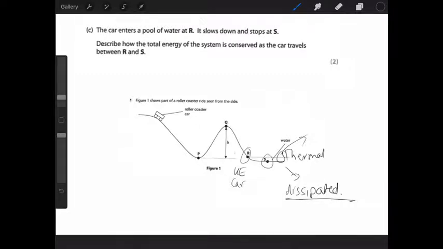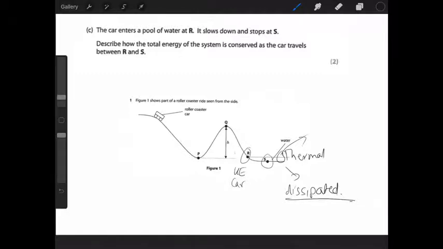So my final answer would be, between R and S, there will be lots of energy transferred because of the frictional forces. The energy that was stored in the moving car, the kinetic energy, will be transferred to thermal energy in the water, which will end up dissipated to the surroundings.